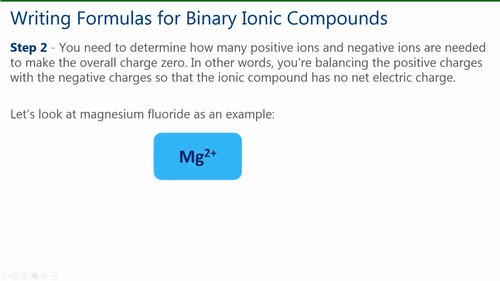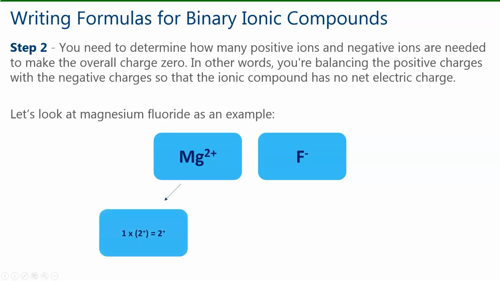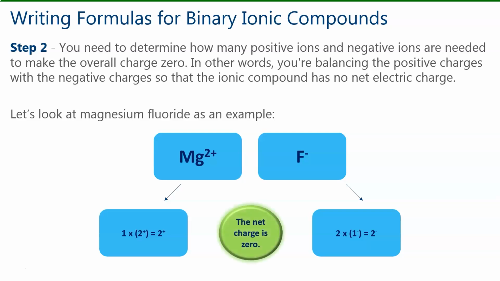So our magnesium ion has a +2 charge, and our fluoride ion has a -1 charge. In order to balance these charges out, we're going to need one magnesium ion, so 1 times +2 will give us an overall charge of +2, but we're going to need 2 fluoride ions. 2 times -1 will give us an overall charge of -2. So we have a +2 overall charge for our magnesium ion and a -2 overall charge for our fluoride ions. That will balance with an overall charge of 0.